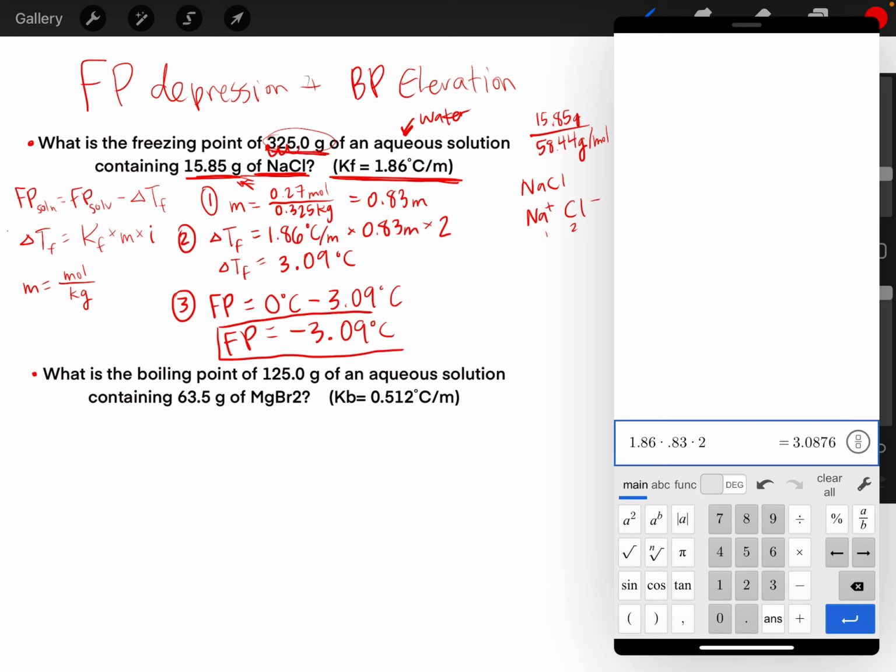And this should make sense to us because we know that freezing point depression happens. So our freezing point should get lower. Lower than 0 is going to be a negative number. So that's one type of problem.